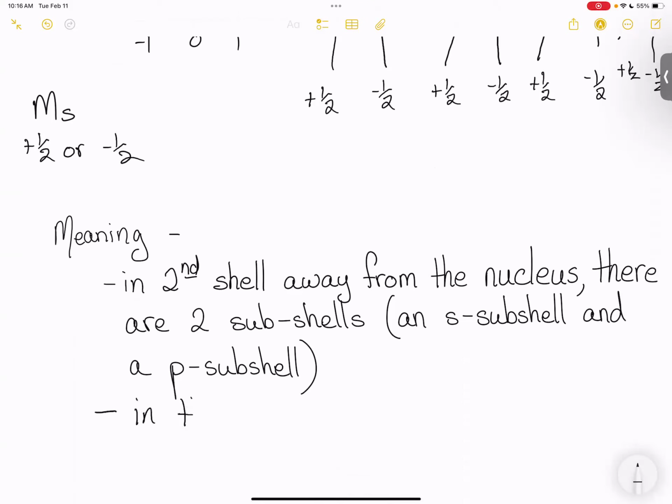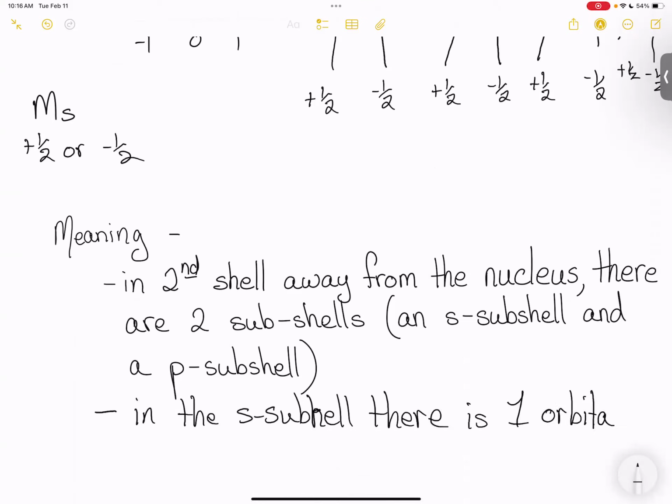In the s subshell, there is 1 orbital containing a maximum of 2 electrons.